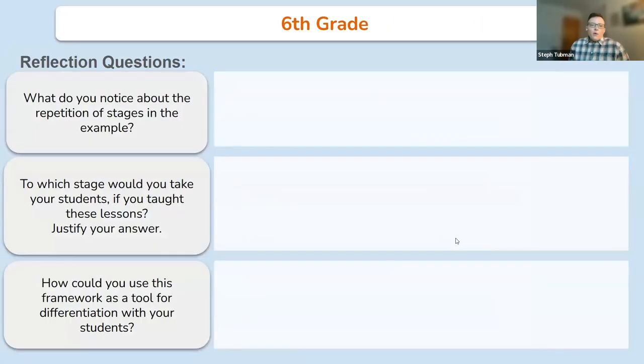And then the last part, we want you to do a little bit of reflection, because we really want your feedback on this too. The 3 questions for your reflection are: what do you notice about the repetition of stages? To which stage would you take your students if you taught these lessons? And you can justify your answer if you like. And how could you use this framework as a tool for differentiation with your students?